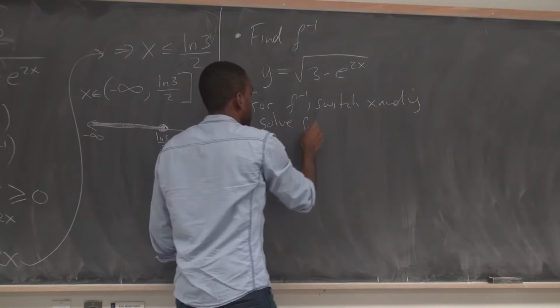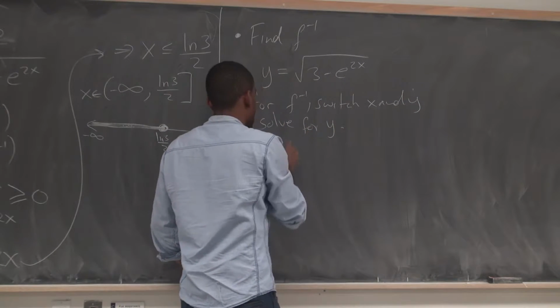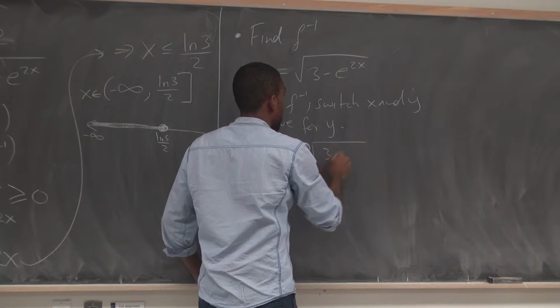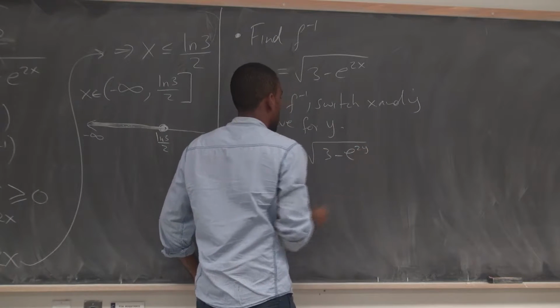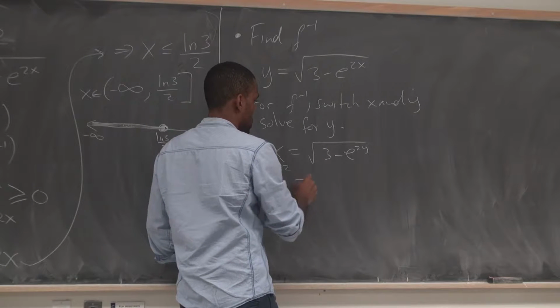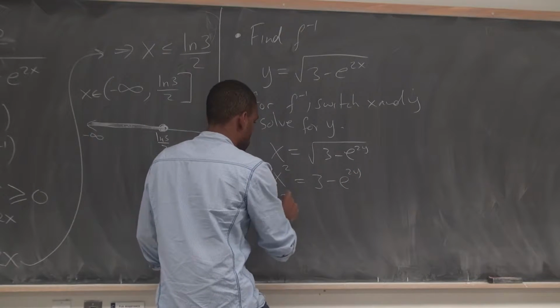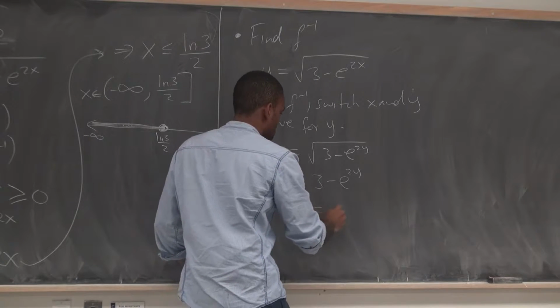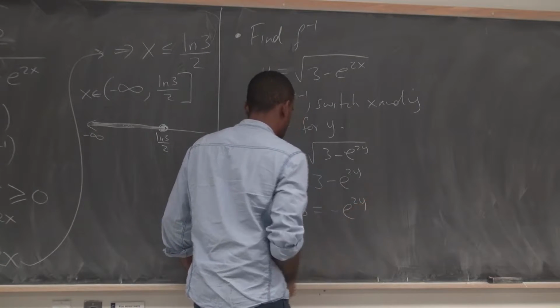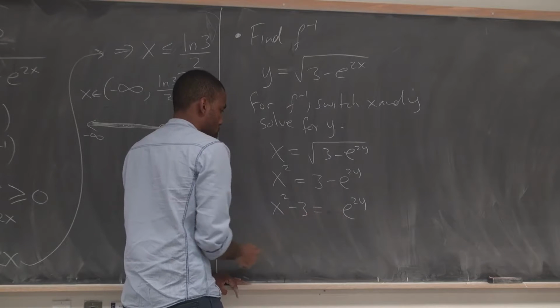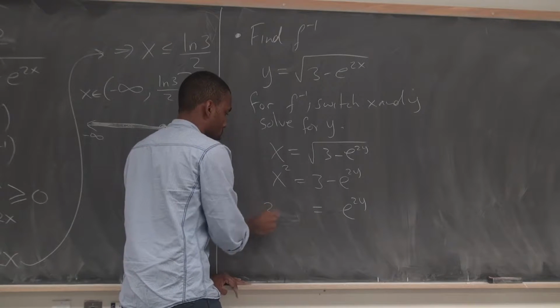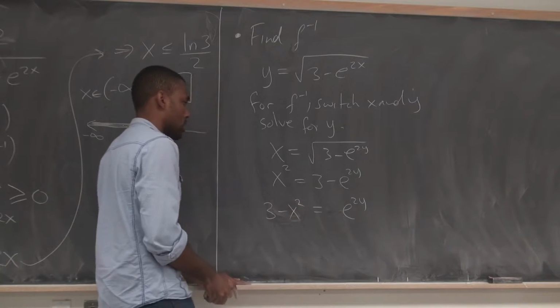Solve for y. So x is equal to the radical of 3 minus e to the 2y. This means x squared equals 3 minus e to the 2y. This means x squared minus 3 equals minus e to the 2y. Or I can just move the minus over here. So it's 3 minus x squared equal to that.